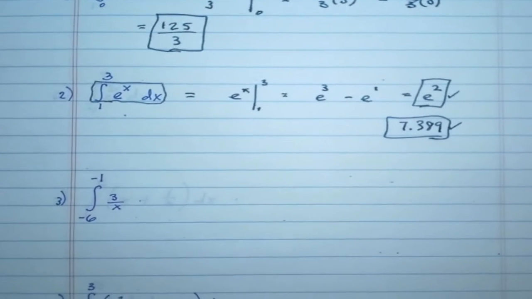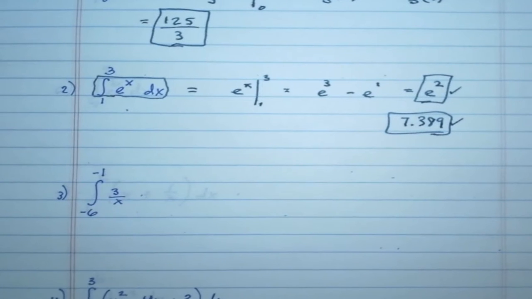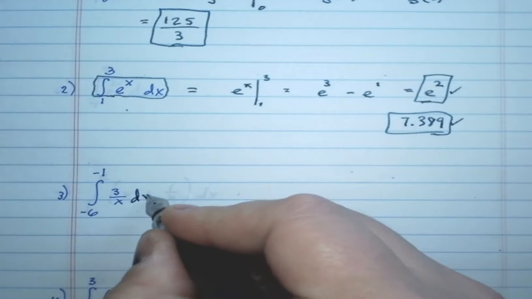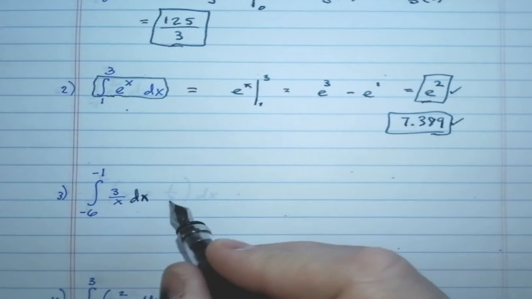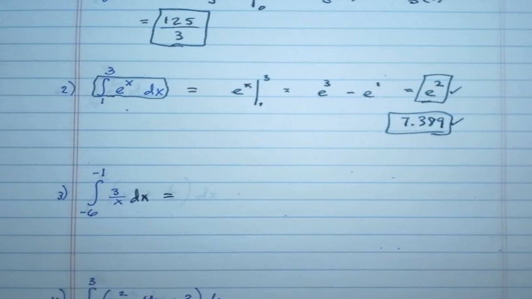Okay, take our third one here, right? The integral of 3 over x, there should be a dx there, from -6 to -1, right? So first we do the indefinite integral part.